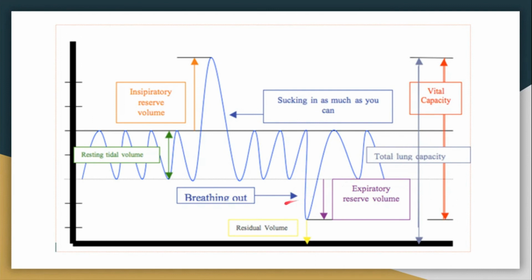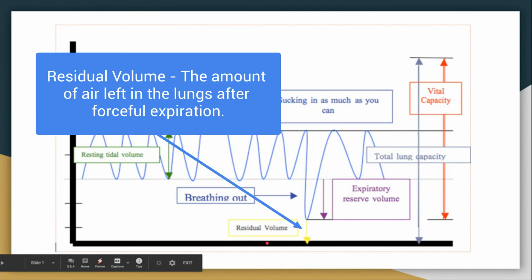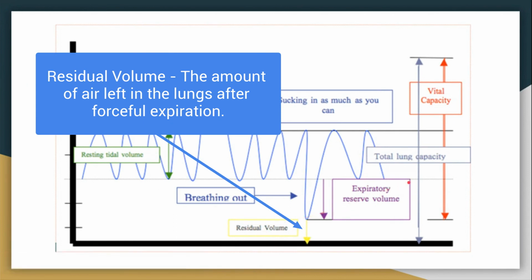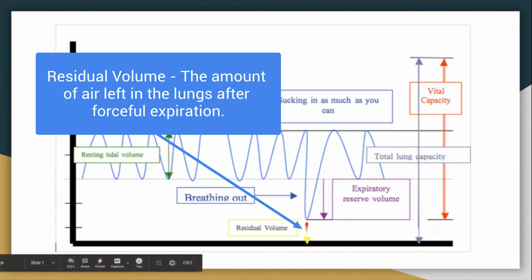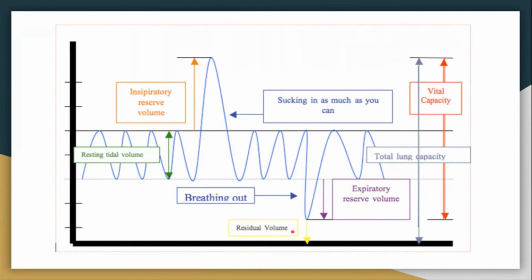And finally, residual volume, this one over here, is the amount of air left in the lungs after forceful expiration. So if you breathe out every bit of air that you possibly can, there is still going to be a little bit left because we can't quite get rid of it all, and that is known as our residual volume. Just like vital capacity, residual volume doesn't tend to change during exercise. We can never get rid of that little bit of air left in our lungs, whether it's during exercise or during rest.